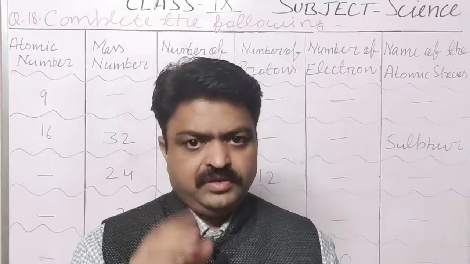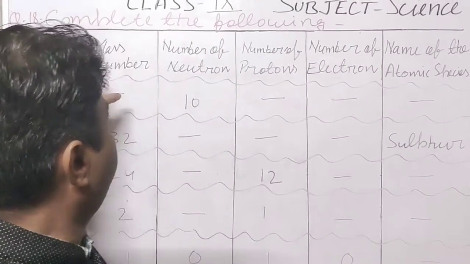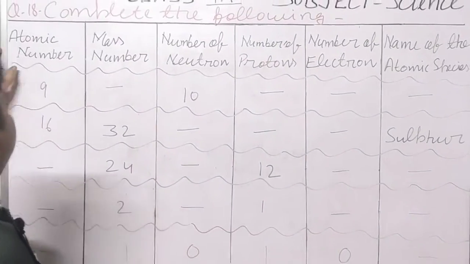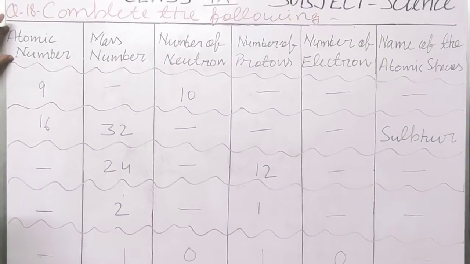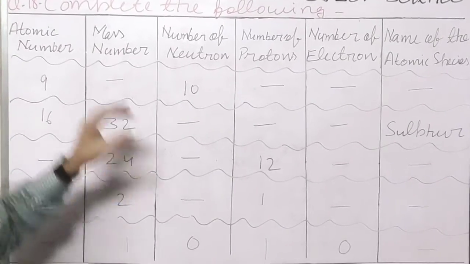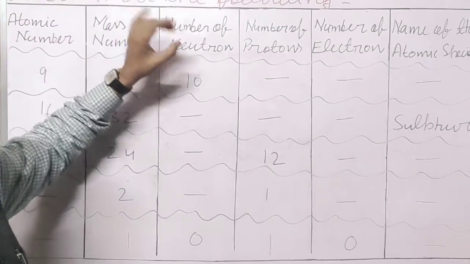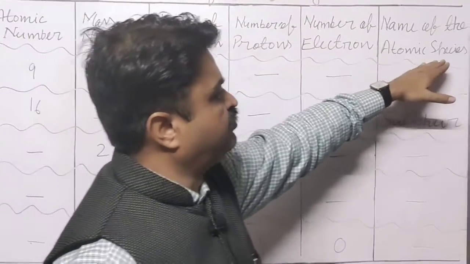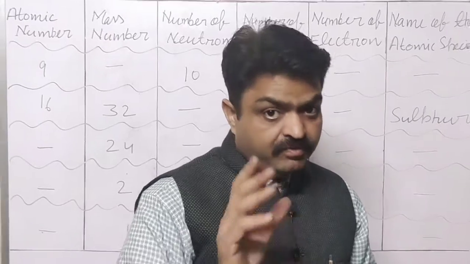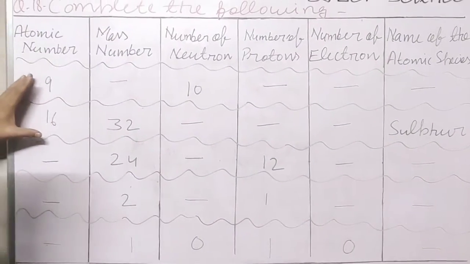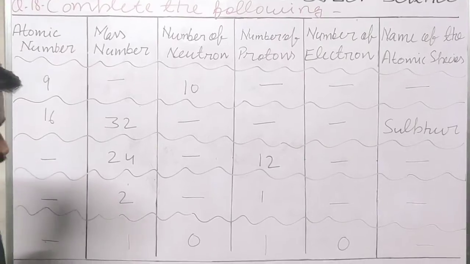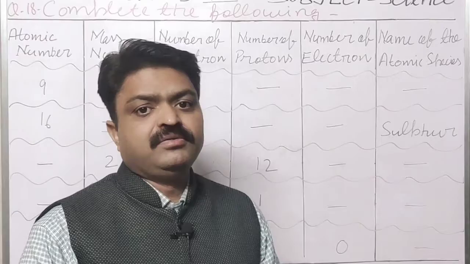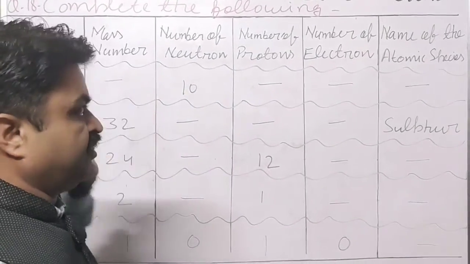Now we will discuss, yes students, question number 18. Complete the following table. In this table, students, the properties that are given are the atomic number, mass number, number of neutrons, number of protons, number of electrons, and name of the atomic species. Some quantities are filled in the table, but some are not filled. So we will fill all those quantities that are not filled.